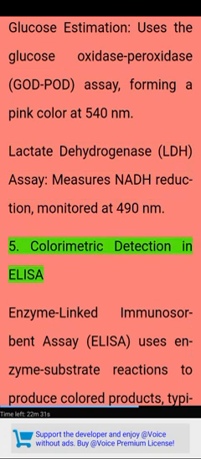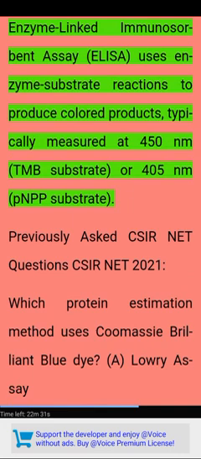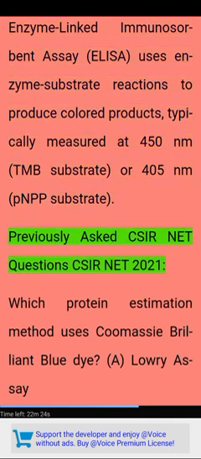5. Colorimetric detection in ELISA. Enzyme-linked immunosorbent assay (ELISA) uses enzyme-substrate reactions to produce colored products, typically measured at 450 nanometers (TMB substrate) or 405 nanometers (NPP substrate). Previously asked CSIR NET question, CSIR NET 2021.